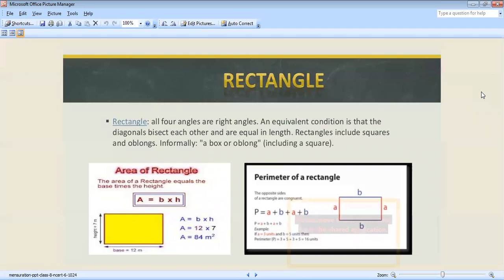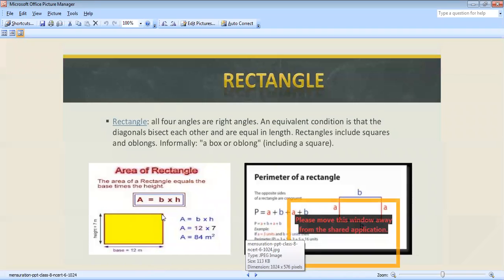So here, area of a rectangle. Area of a rectangle is length into breadth. The breadth is 12 centimeters, and the height is 7 centimeters. Area of a rectangle is 84 square centimeters.